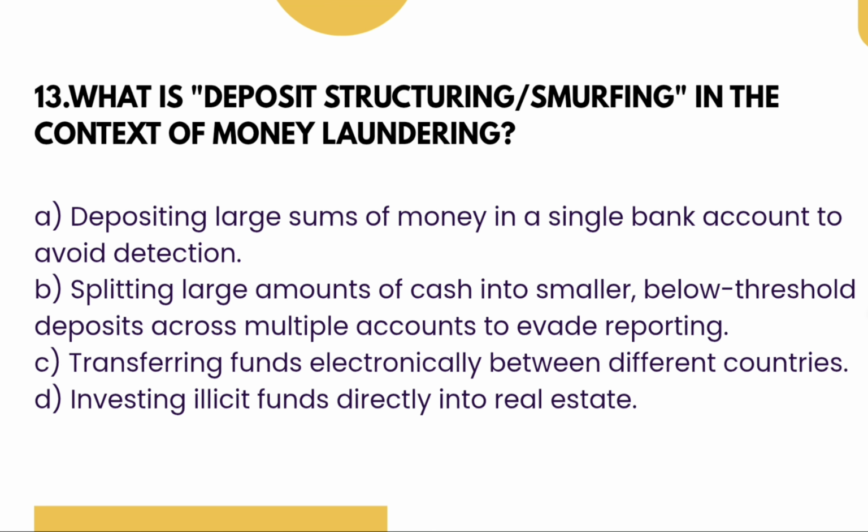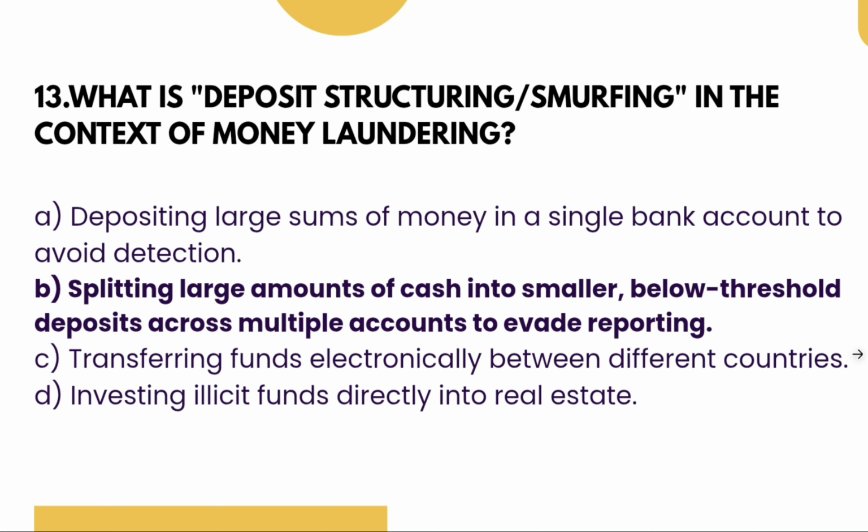C. Drug trafficking. Next, what is deposit structuring or smurfing in the context of money laundering? This is a very important question. The options are A. Depositing large sums of money in a single bank account to avoid detection. B. Splitting large amounts of cash into smaller below threshold deposits across multiple accounts to evade reporting. C. Transferring funds electronically between different countries. Or D. Investing illicit funds directly into real estate. Answer is B.